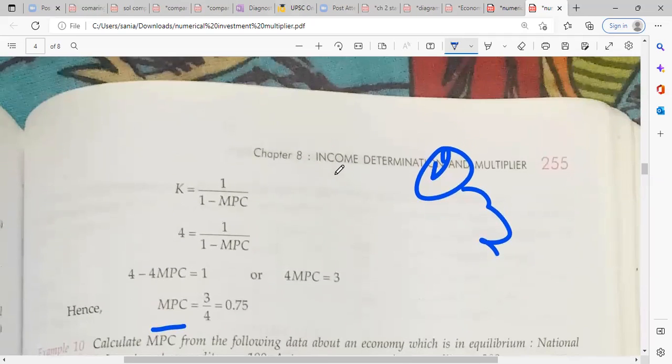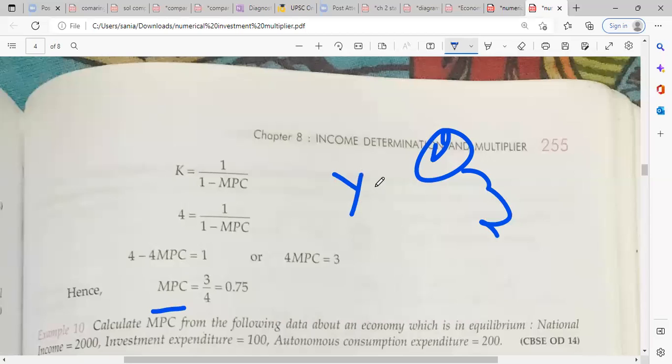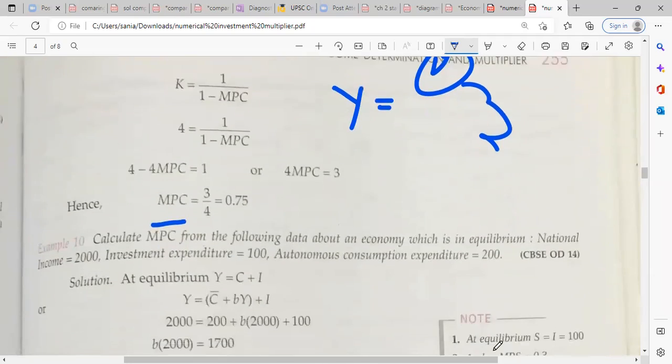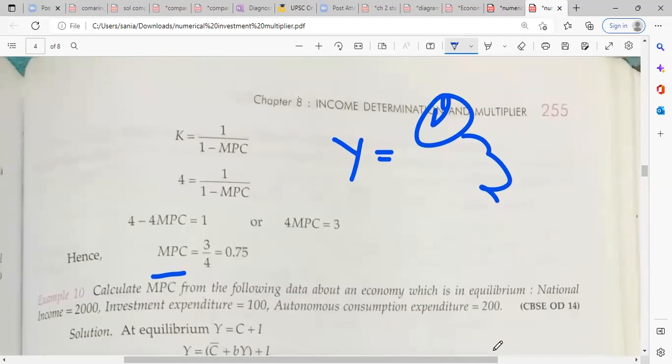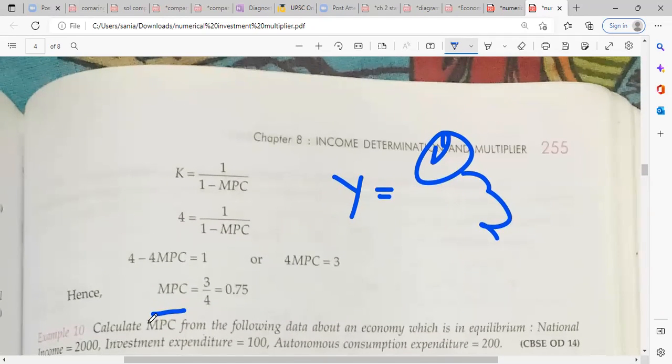Yes, ma'am. Y equals to, right? So first you have to calculate MPC. You have income, plus you have investment expenditure, as well as this. So you can do it. You can find MPC, na? You know MPC is B basically. This B is MPC. So quickly do it and let me know.